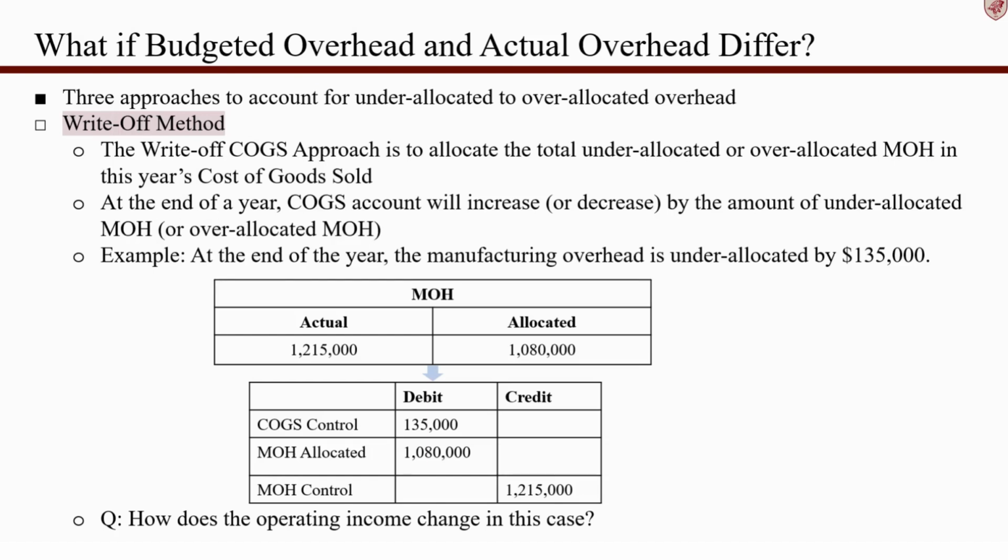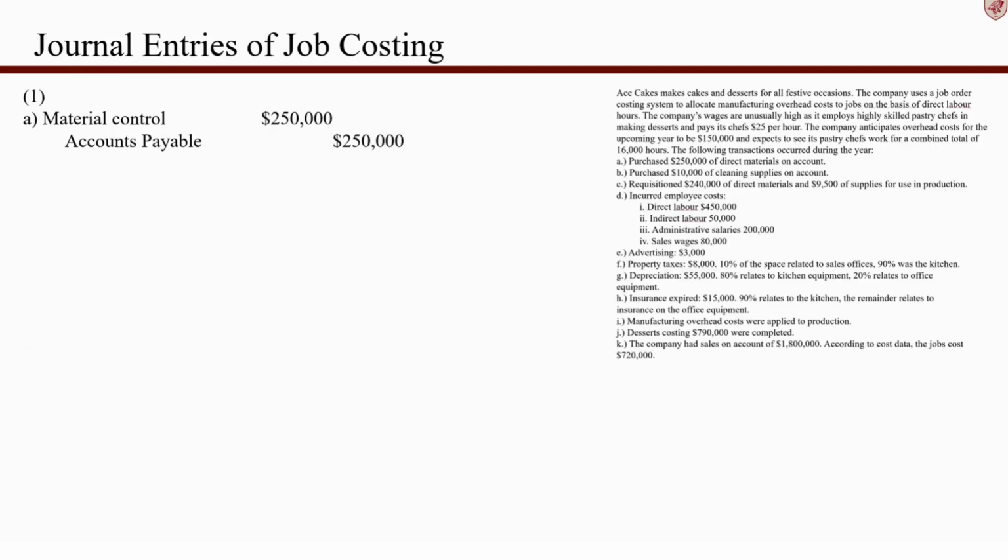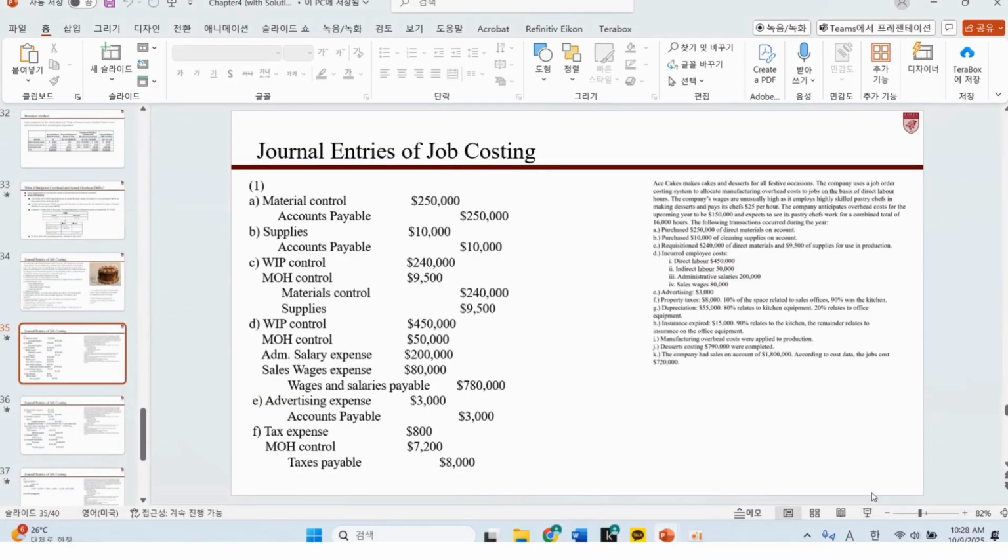And also, just like the proration approach, the write-off method is just for the financial reporting purpose. It does not reflect the actual consumption of the MOH among the COGS account. Okay, so that was pretty much it for the job costing.